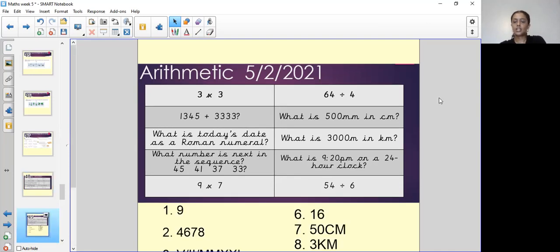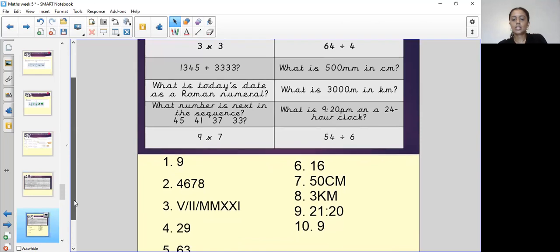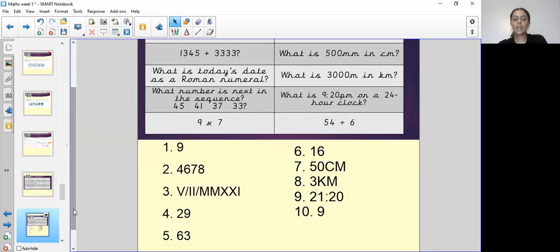Okay, so you might have had a chance to carry out these questions. I am going to go through the answers with you. So number 1, it equals 9. Number 2 equals 4,678. Number 3, VII MMXXI. Number 4, 29. Number 5, 63. Number 6, 16. Number 7, 50 centimeters. Number 8, 3 kilometers. Number 9, 21:20.